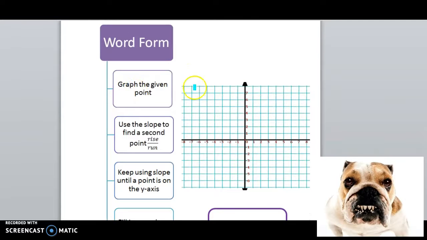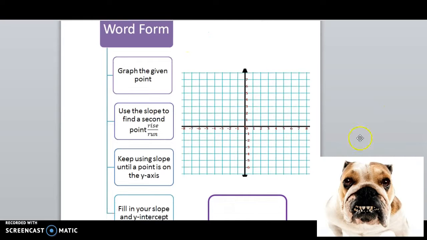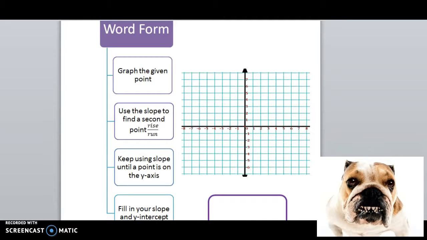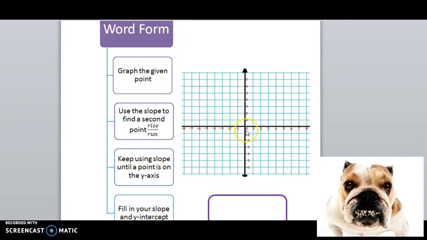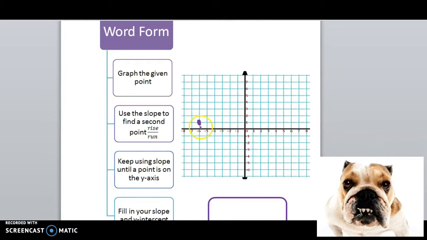So the first step is I'm going to graph the given point. So I'm going to graph -6, positive 1. So -6, positive 1 is my first step. I'm going to use the slope to find a second point, rise over run. So again, my slope is 2/3. I'm going to rise 2, run 3, graph my point.